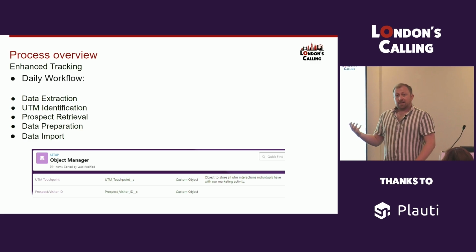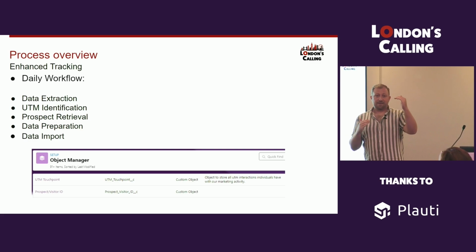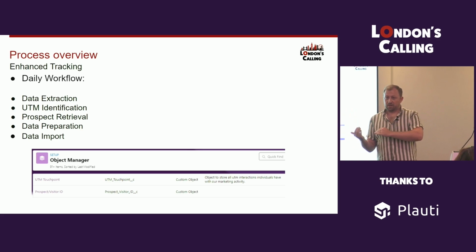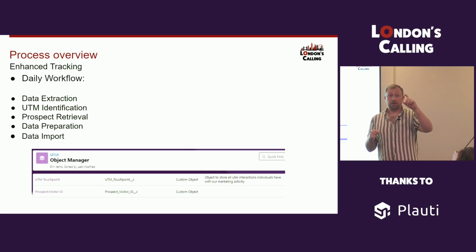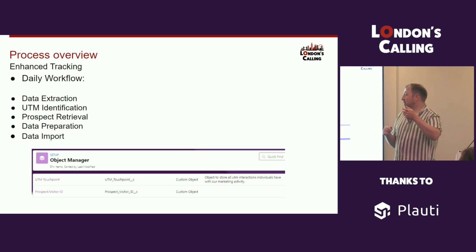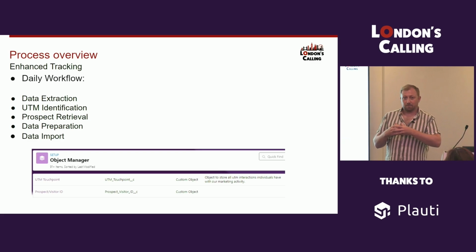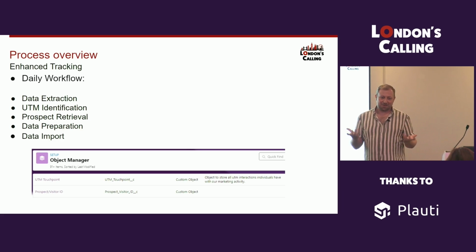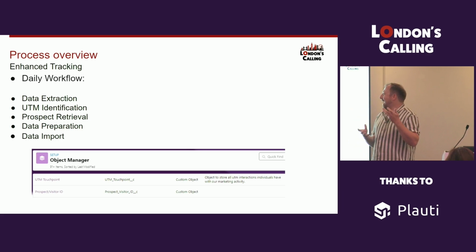What it then does is it looks to see if each visit has a visit ID or a visitor ID associated to it. What it's then going to do is ask, does this also have a prospect ID that relates to that? If so, we retrieve all our prospects as well. We then prepare the data, make it nice and formatted so that Salesforce accepts it nicely, and then we do a data import into Salesforce.